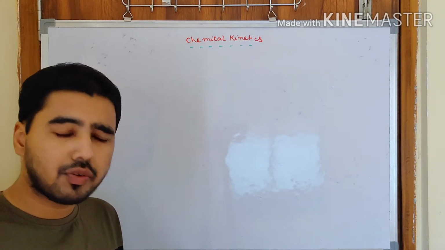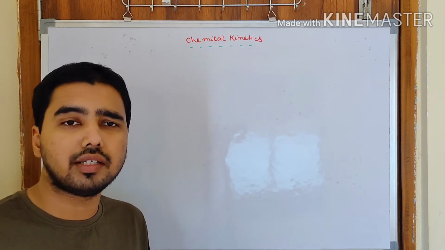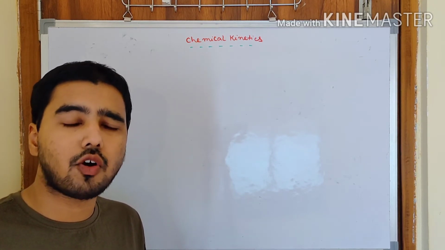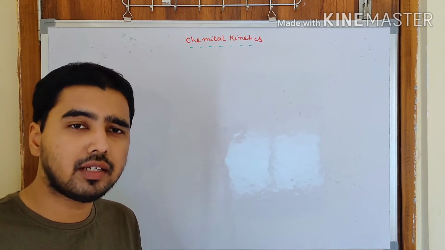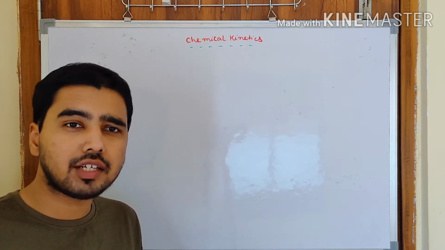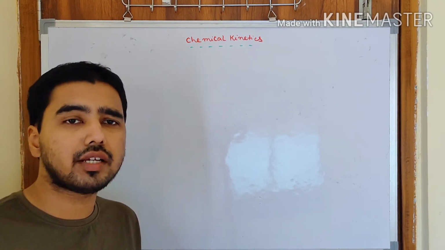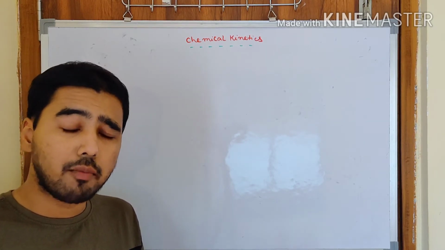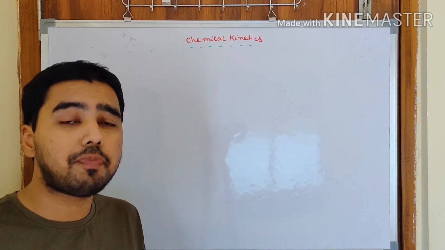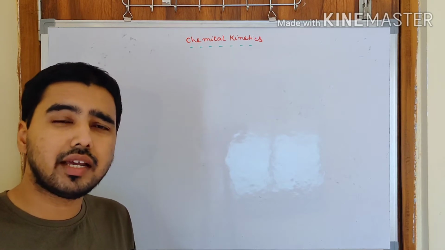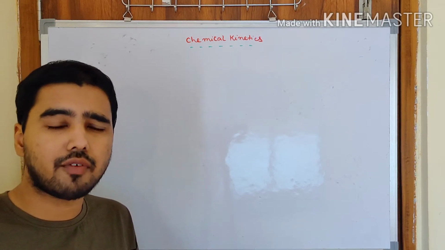Today, since we have to discuss further, we will try to understand what are the factors on which the rate of a reaction depends, what is the order of a reaction, what is the molecularity of a reaction, and most importantly, how the rate is expressed. So these are the things we have to discuss today.